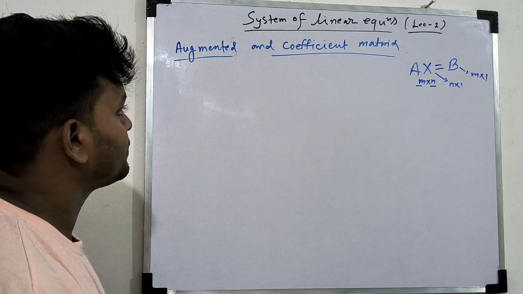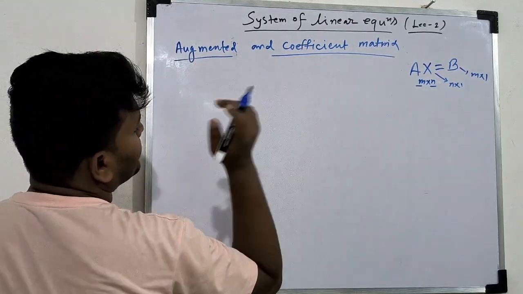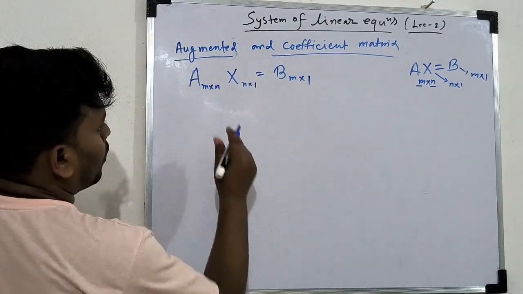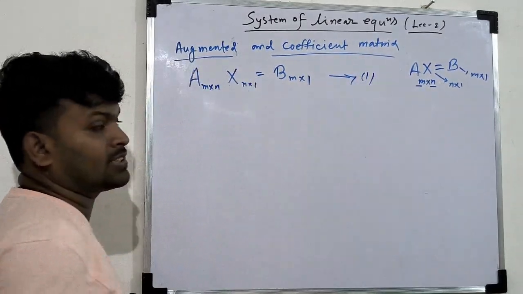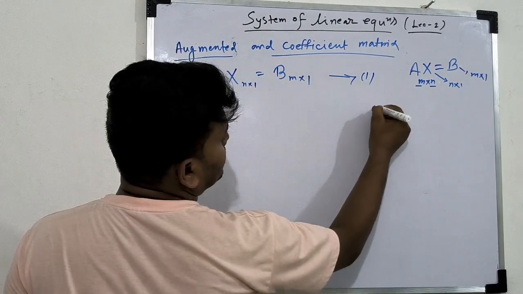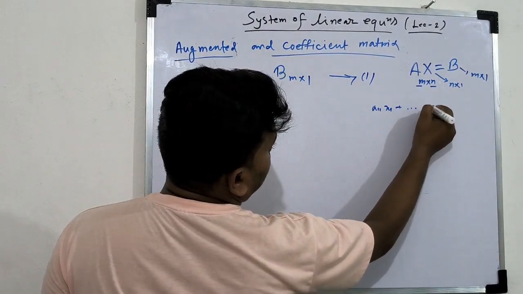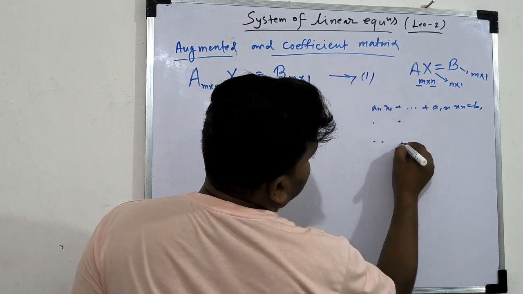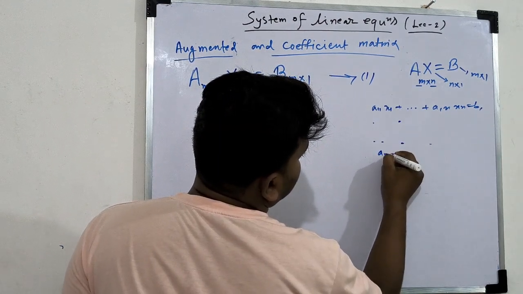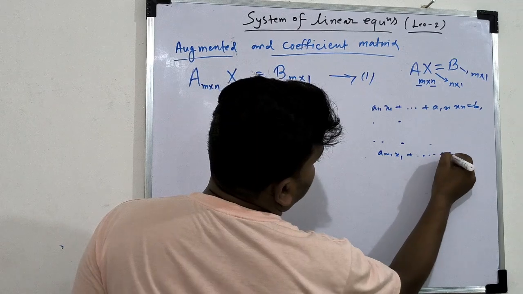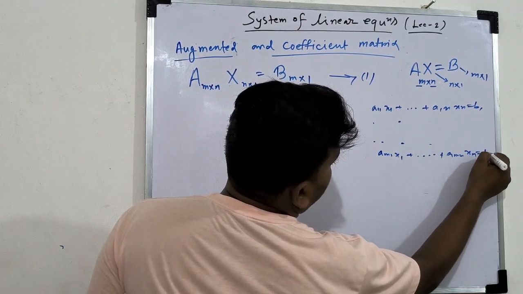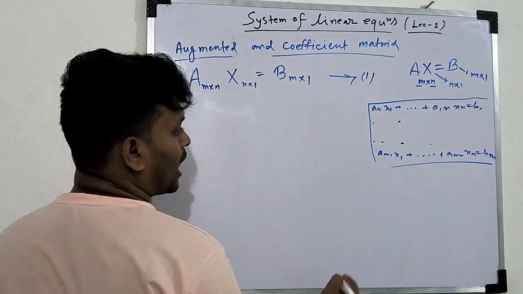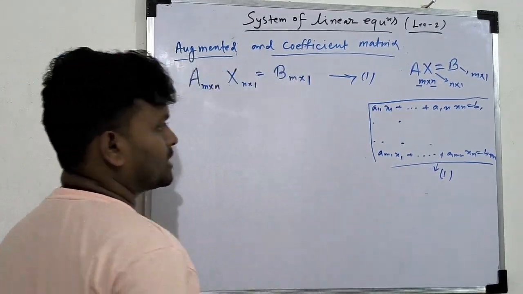So let's see. First, augmented matrix and coefficient matrix. If this is the system of linear equations in the general form we discussed in system 1, that is a11 x1 plus ... plus a1n xn equal to b1, and like this the mth row will be am1 x1 plus ... plus amn xn equal to bm. So this is the system of m linear equations with n unknowns. This system is called 1. We discussed it in the previous lecture.